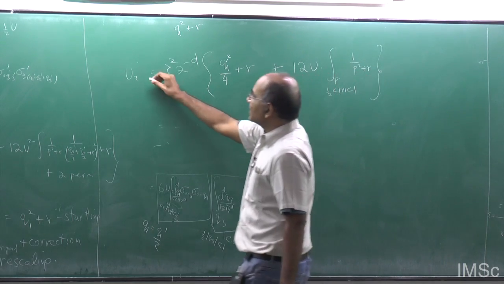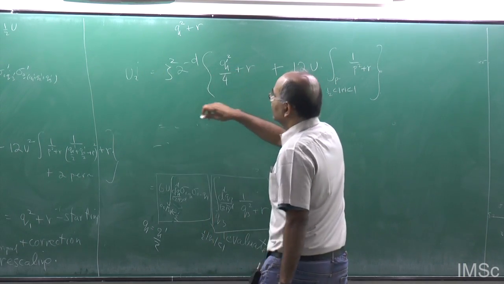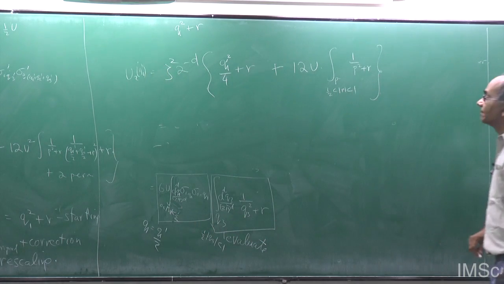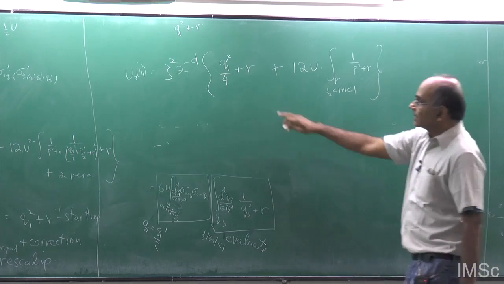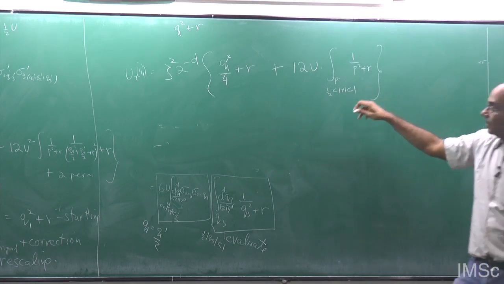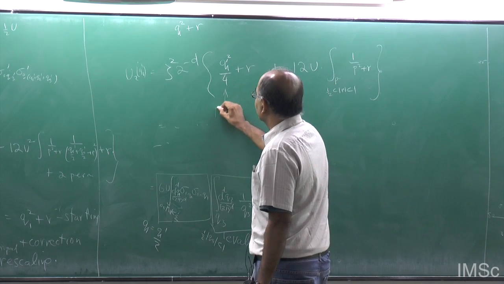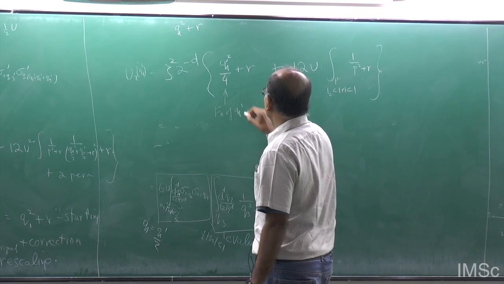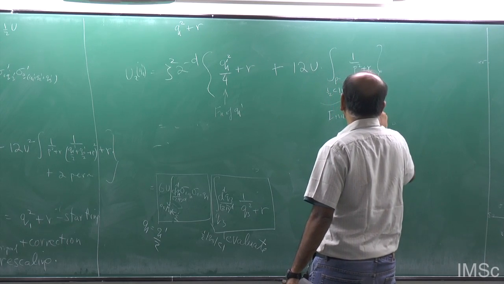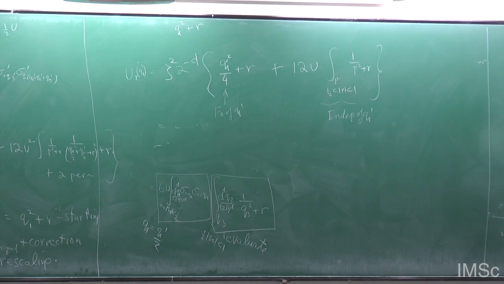In principle, this could have been a function of the momentum q1. This term is a function of momentum, but this term is not. So your corrections in general can depend on the momentum of the sigma naught, and it need not.